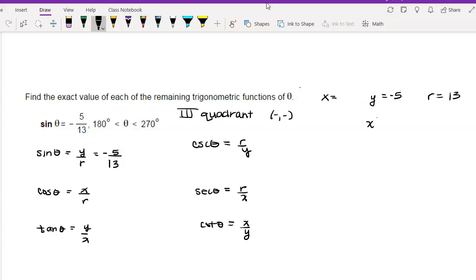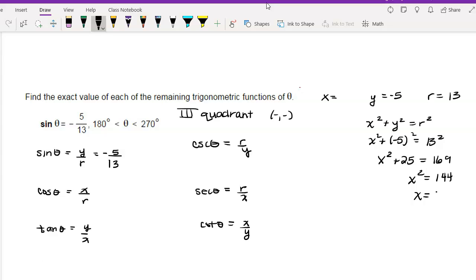So now using our unit circle, we get x squared plus y squared equals r squared. X squared plus negative 5 squared equals 13 squared. X squared plus 25 equals 169. X squared equals 144. So x is going to equal negative 12, and that's because we're in that quadrant 3.